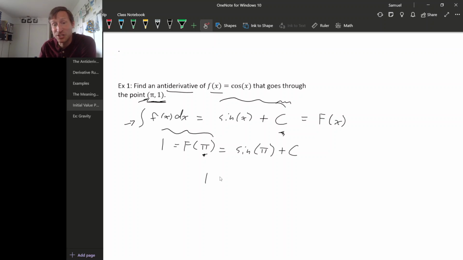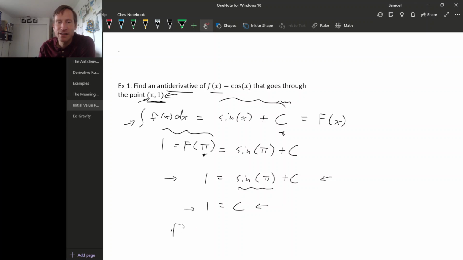So now we have an equation: 1 equals sine of pi plus c. And c is the only unknown thing left in this equation, so we can use this equation to find c. In fact, in this example, it's very easy to find c because sine of pi is 0, so this actually just says 1 equals c. So you can see this extra piece of information, this point, lets us determine which constant we want out of the many that are possible.